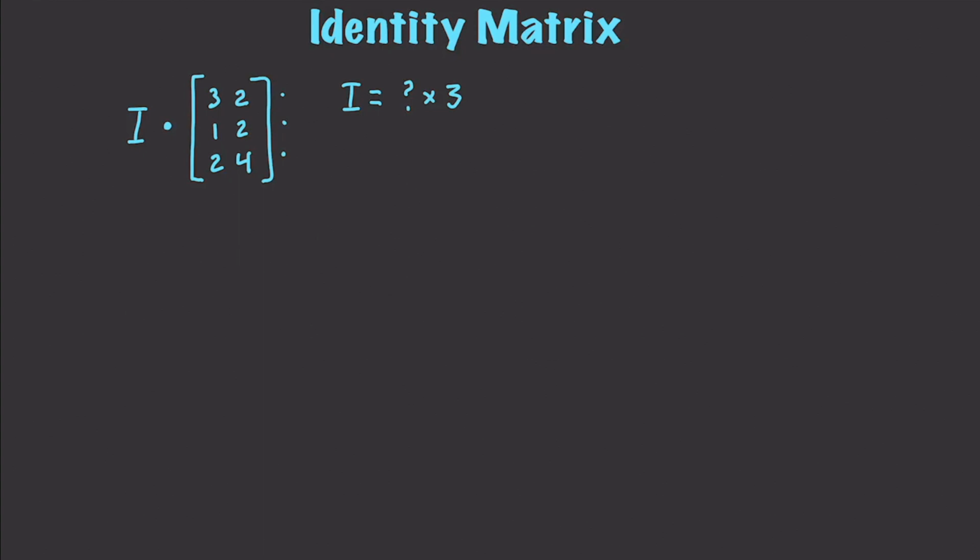So that means we must have 3 columns in our identity matrix. On top of that, we know that the resulting matrix is going to have 3 rows. So that makes it 3 by 3. Okay? And that's going to be true for any identity matrix. And that brings us to inverse matrices.